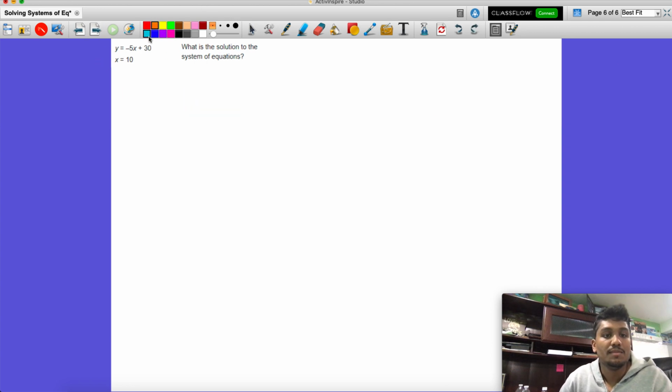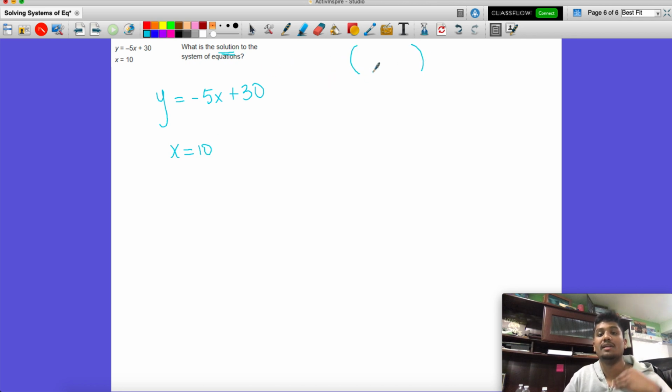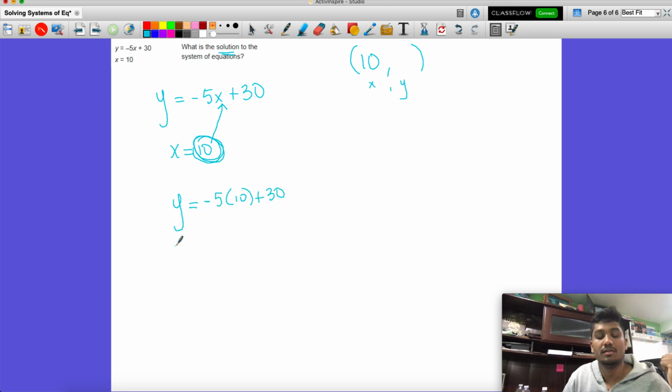Last thing here as well, y is equal to negative 5x plus 30, and they're telling us that x is equal to 10. Now they're saying a solution, you have to know that it's a coordinate made up of x comma y, and they're giving us that x is 10. So we can substitute this 10 everywhere that you see an x. In this case, there's just one place. So y is equal to negative 5 times 10 plus 30. y is equal to negative 50 plus 30. So y is equal to negative 20. And so that is the point where they would intersect.